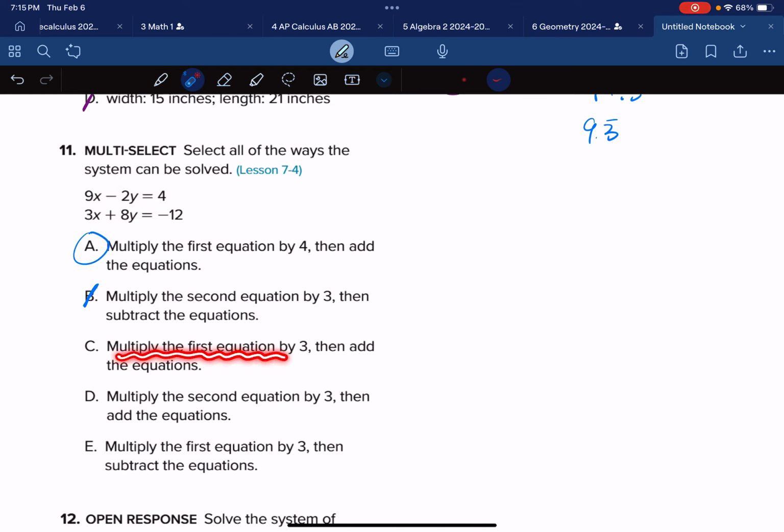Multiply the first equation by 3, then add. Okay, if I multiply this first equation by 3, this 9 is going to turn into a 27. That's not an opposite.